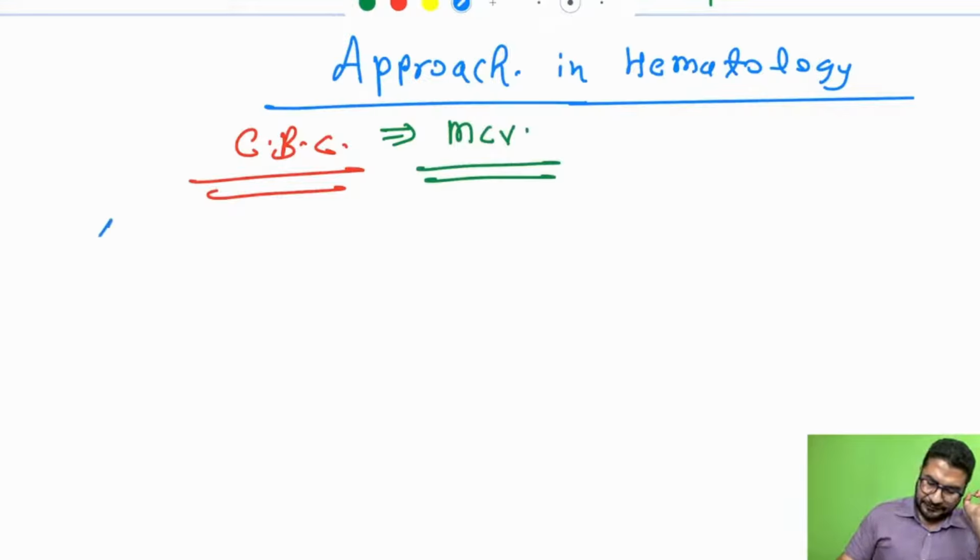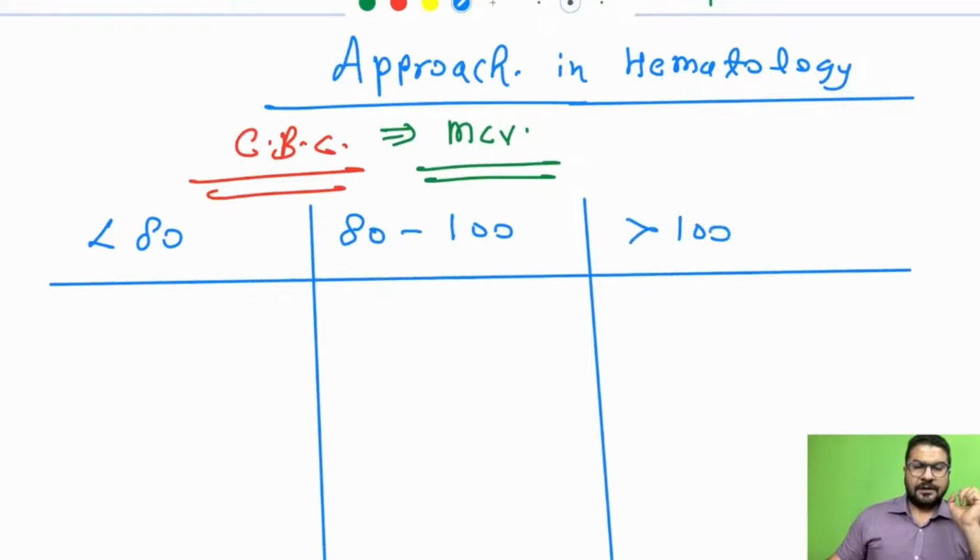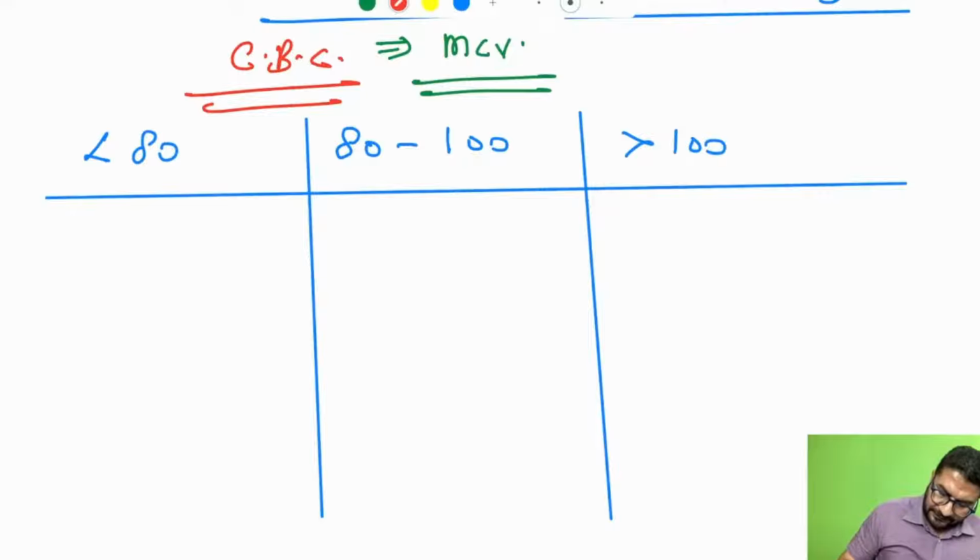So MCV value, if it is less than 80 it's a microcytic anemia. If it is 80 to 100 it is a normocytic anemia. If it is more than 100 it is a macrocytic anemia. तो सबसे पहले first thing in the MCQ you have to see is MCV. So if MCV value is less than 80, understand what we call this? We call this as शीतल.